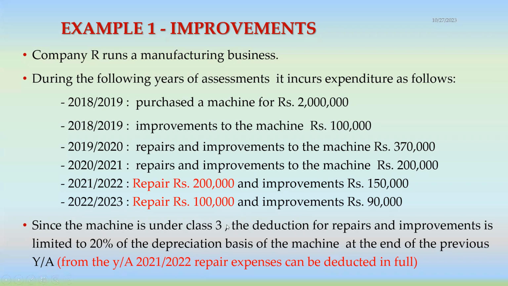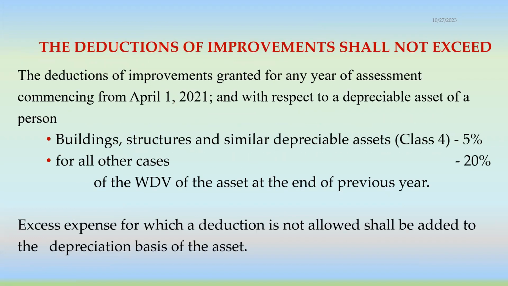Since the machine is under class 3, that means we have to select the suitable percentage for the rest. Here it says 5% or 10%. Only for the assets classified under class 4 is that rate applicable. In all other cases, the applicable percentage is 20%. Here class 4 means buildings, structures and similar depreciable assets.